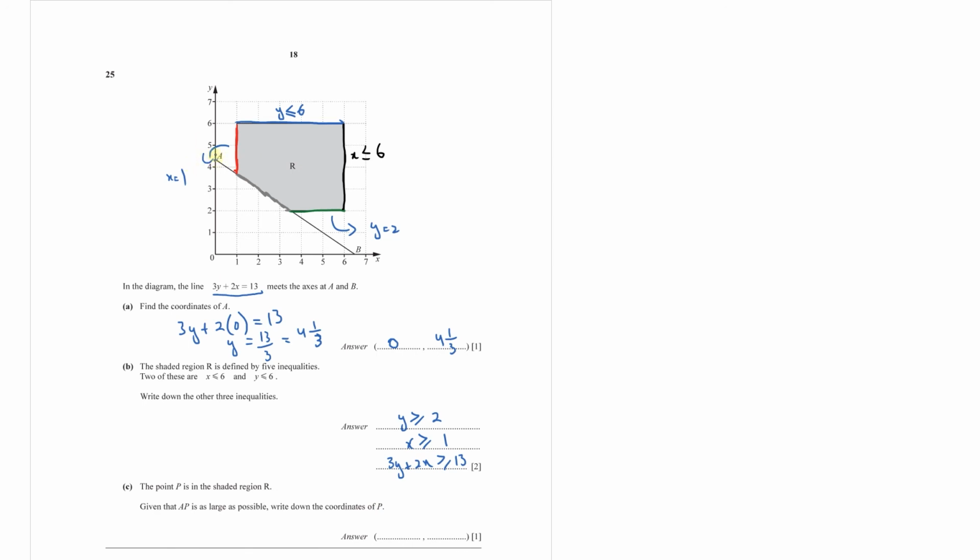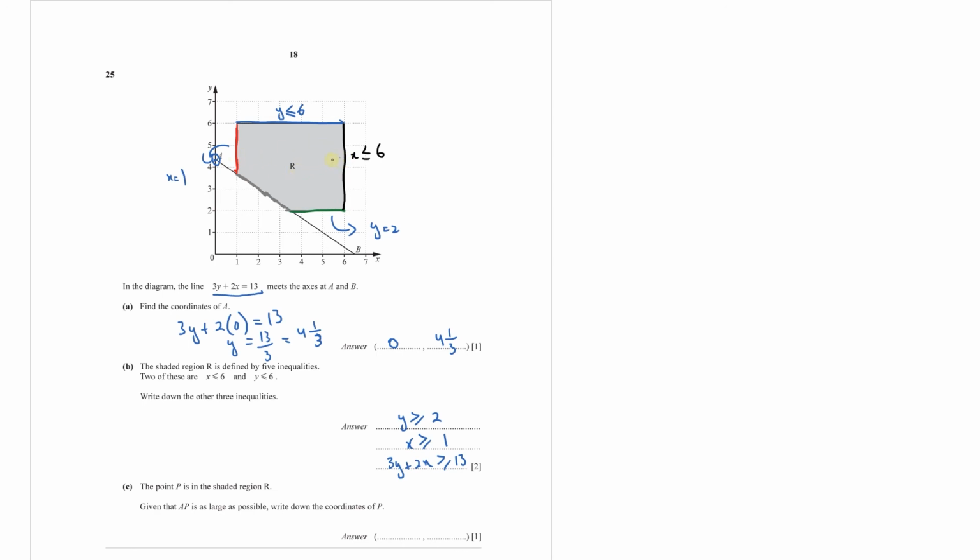So let me mark A here. So you have to find the coordinates of P such that the length AP would be largest. If I start from here, this is a very small length compared to if I move my point P all the way towards the right here, right? So P has to be on this boundary somewhere, as far as possible from A while remaining in region R.